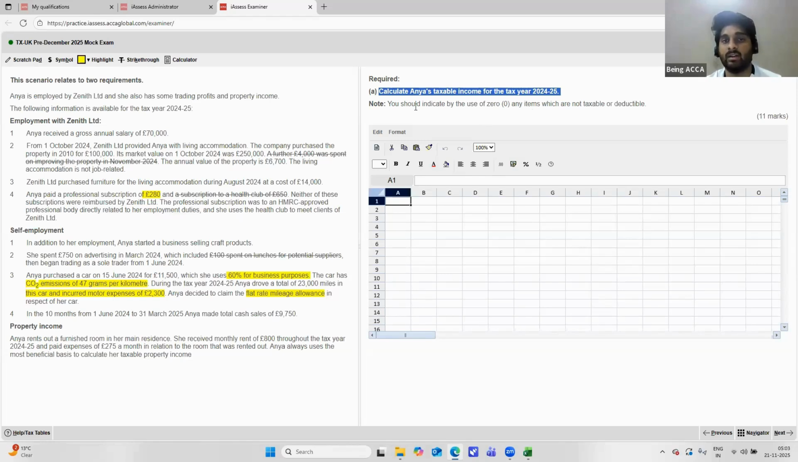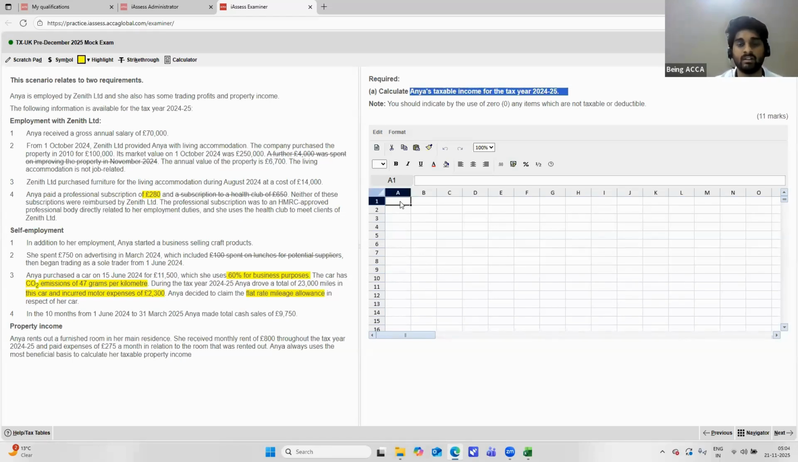After that, they also have mentioned a note saying that you should indicate by the use of zero any items which are not taxable or deductible. Usually even if they don't mention it, always remember if any items are not taxable or deductible, you should mark a zero, and you will get 0.5 marks for each of those values. Your answer at the end will not be affected by it, but you will be losing out on your step marks for those. With this, let's quickly move on to answering the question.